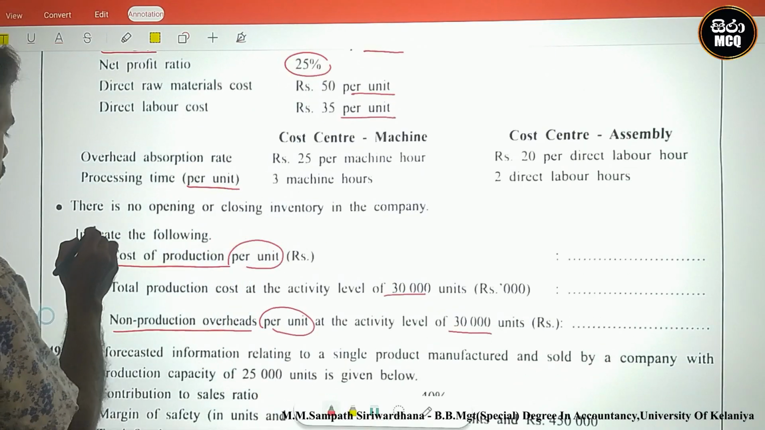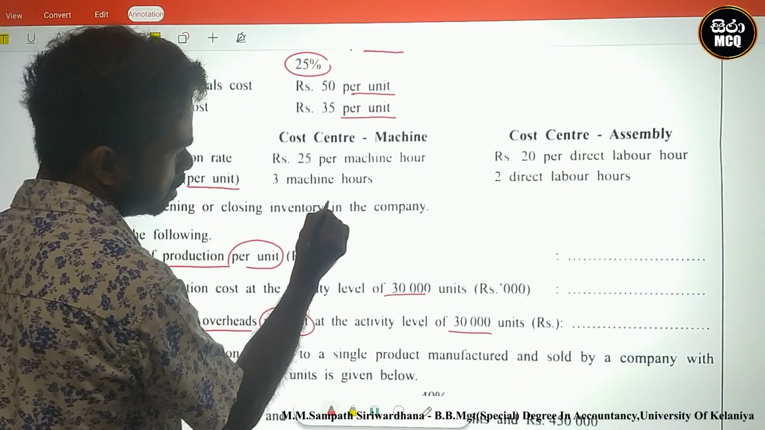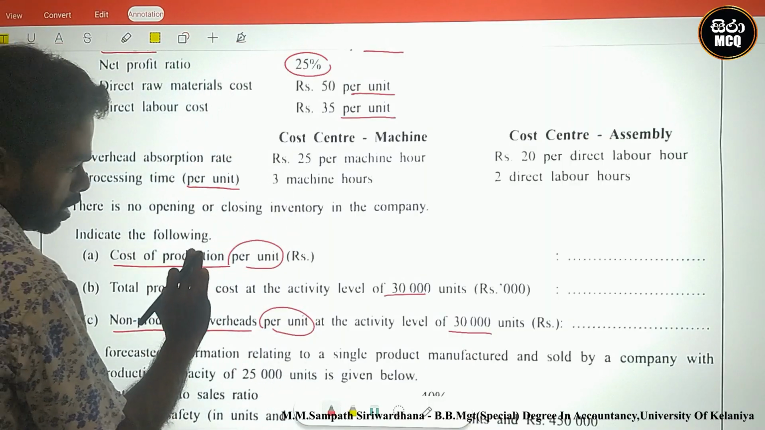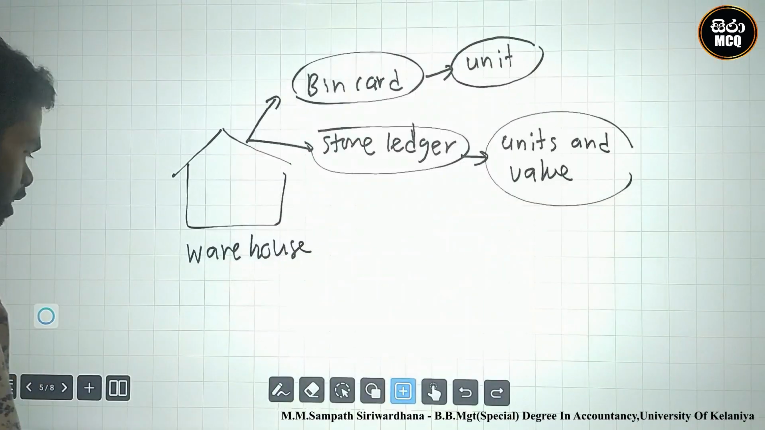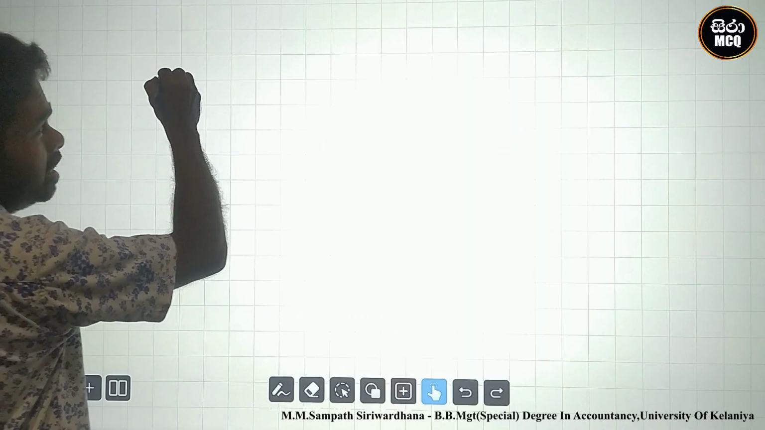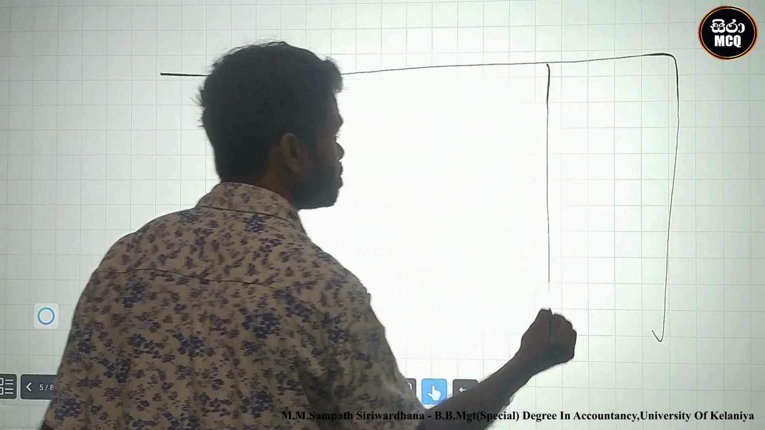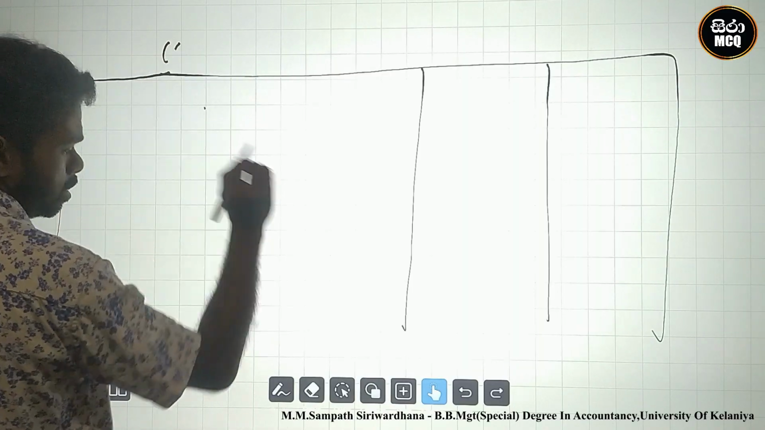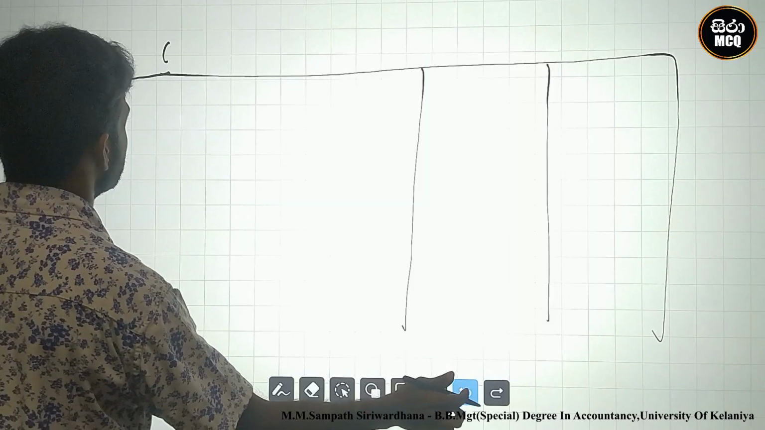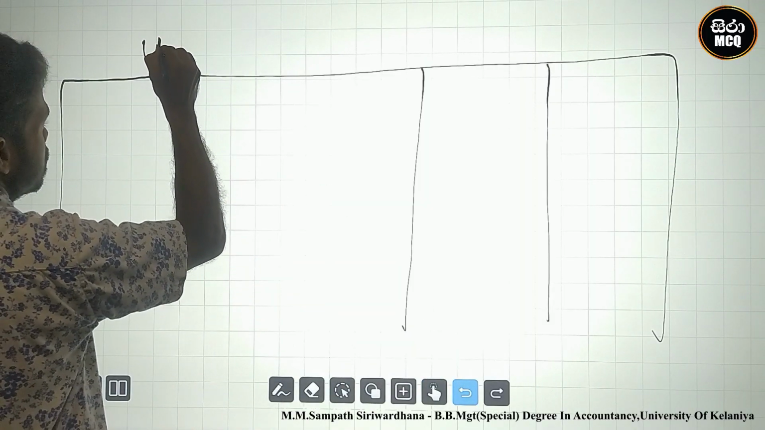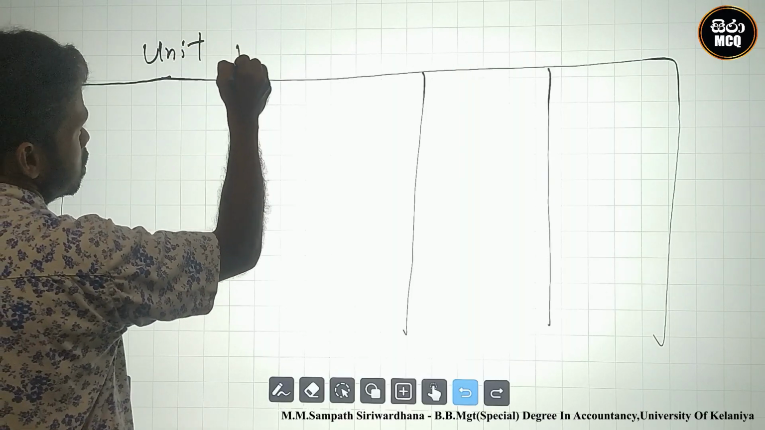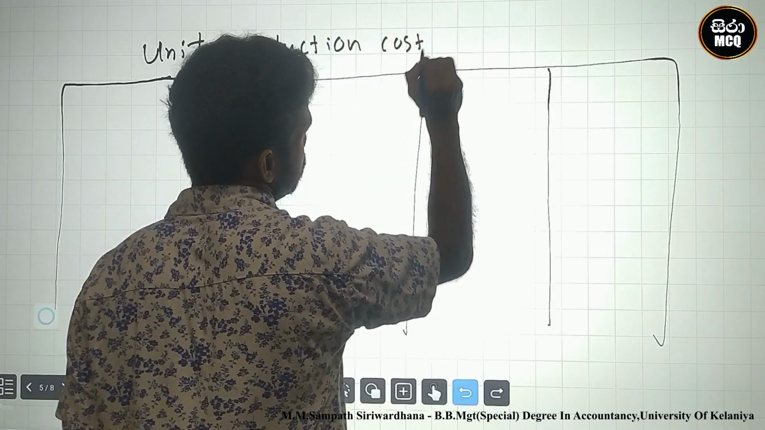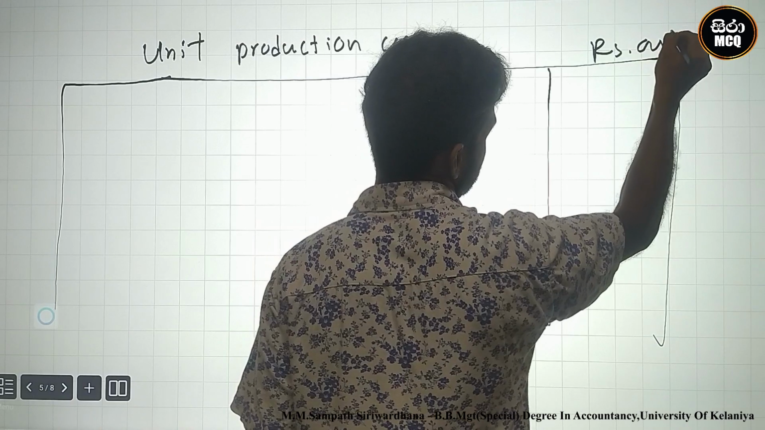There is no opening or closing inventory in the company. Now the total production cost per unit: we can calculate this. I prepared a statement, the unit production cost, in rupees.